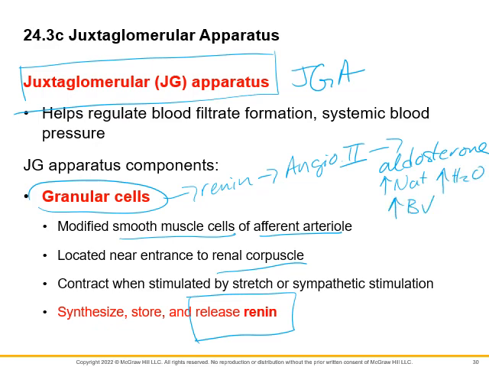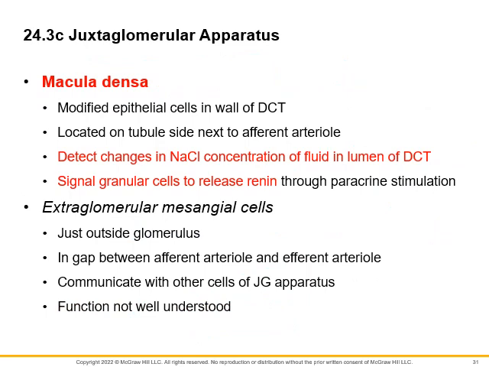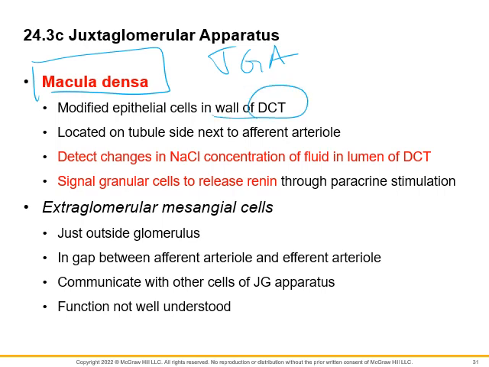Would that increase blood volume? Would that also increase blood pressure? Yes. There are also a group of cells called the macula densa in this JGA. These are in the wall of the distal convoluted tubule, and they detect changes in sodium chloride concentration. They can signal the granular cells to release renin.